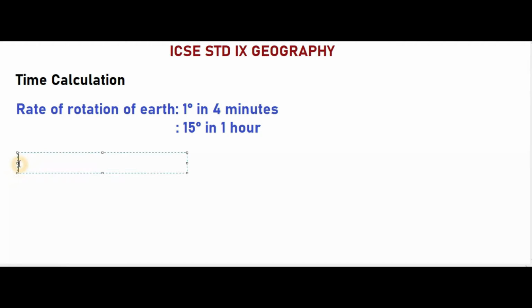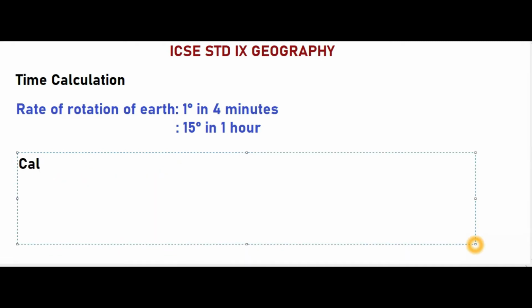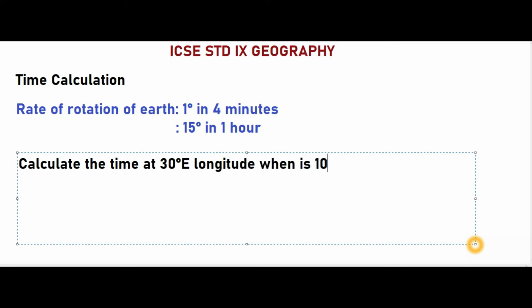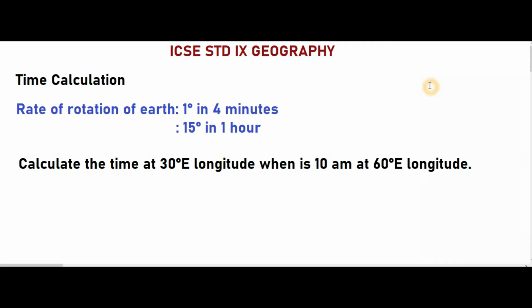So let me write a question here. Calculate the time at 30 degree east longitude when it is 10 am at 60 degree east longitude. Right. So this is a question. Calculate the time at 30 degree east longitude when it is 10 am at 60 degree east longitude.